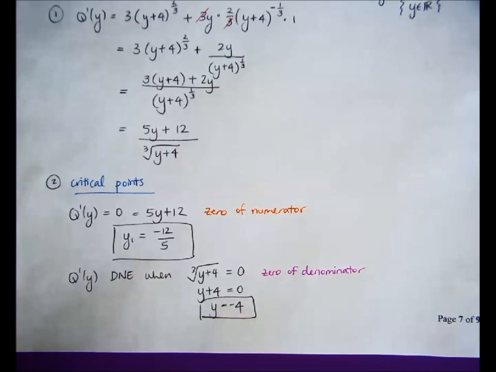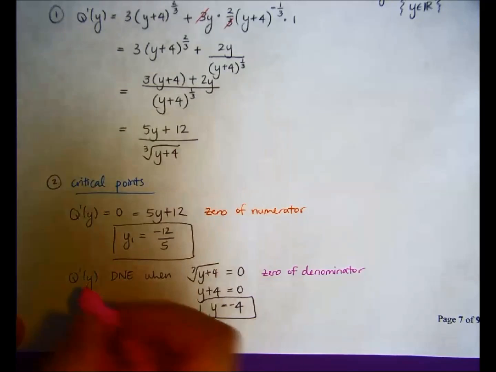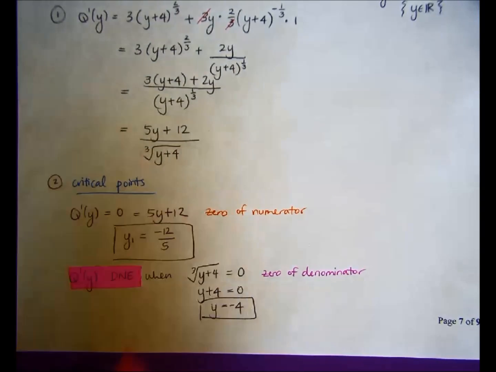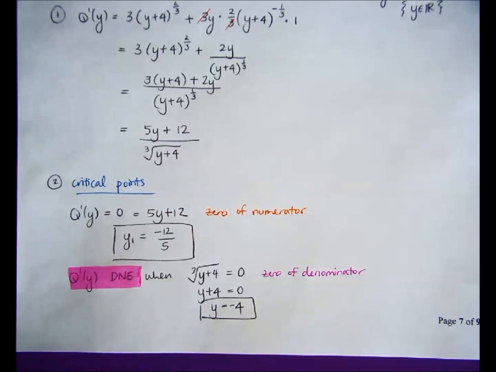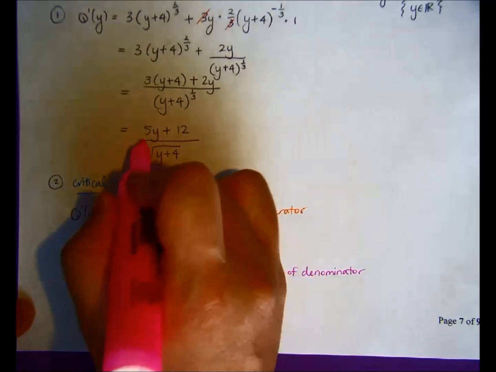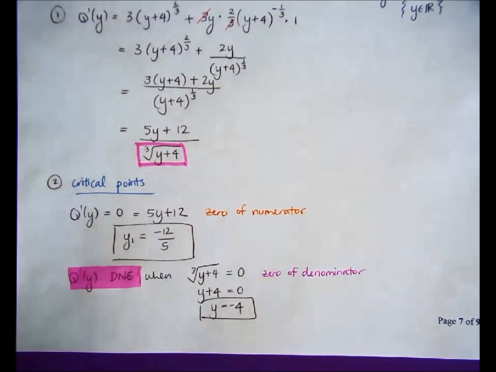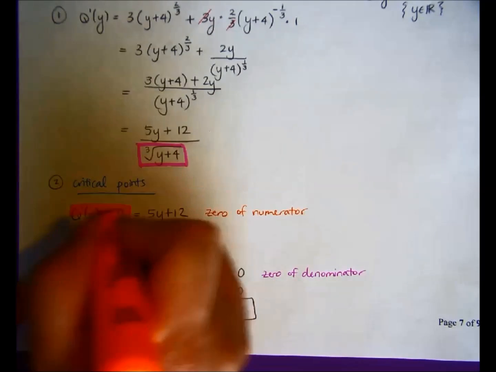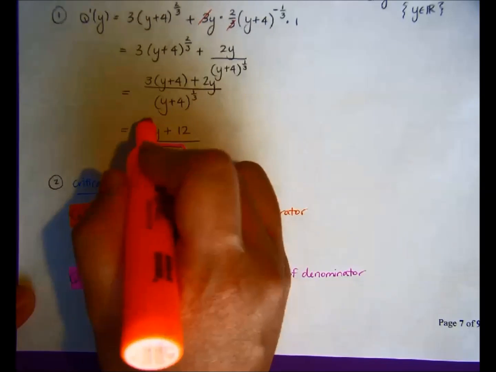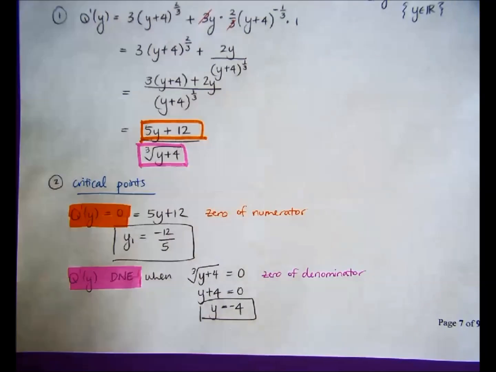Okay, so one more time. This is because we wanted to figure out where the derivative does not exist, so we were looking at the 0 of the denominator. And then the derivative is equal to 0 when we're looking at the 0 of the numerator. And this is all about going back to the derivative equation.